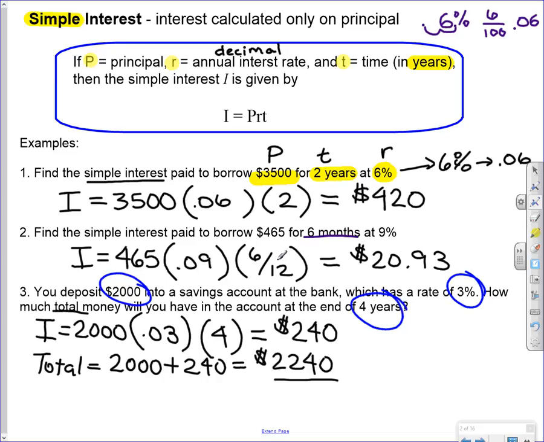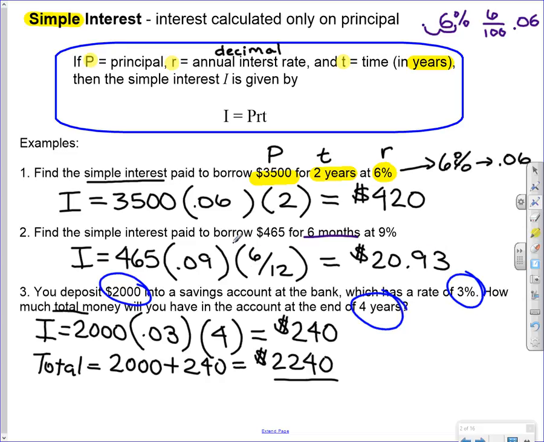Okay, so even if it says something like 18 months, now you could rewrite that as 1.5 years if you wanted, or you can just write it as 18 over 12. Okay, so anytime you're given months, you want to divide it by 12 to get it to years. So 6 months would be like half a year, right? So 6 over 12 will end up being like 0.5. So you always want this in terms of years, okay? So we've got all that multiplied out and we get $20.93.